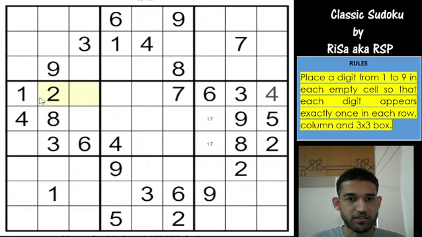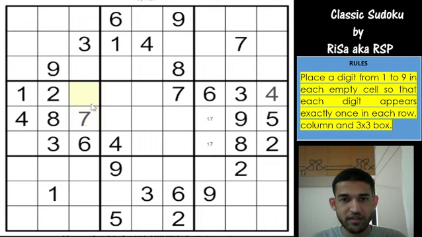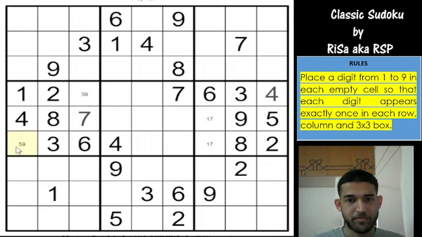And in box 4 you have 1, 2, 4, 8, 3 and 6. So the remaining digits are 5, 7, 9 and you have 5, 9 in row 5. So that becomes a 7. And these two cells must be 5, 9 pair. And this 7 helps us to resolve this 7, 1 pair. So that is a 7 and that is a 1.